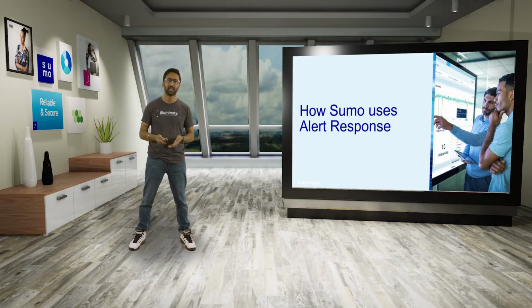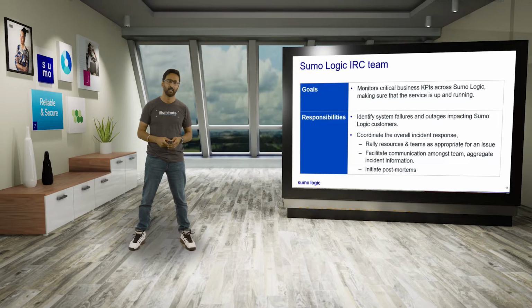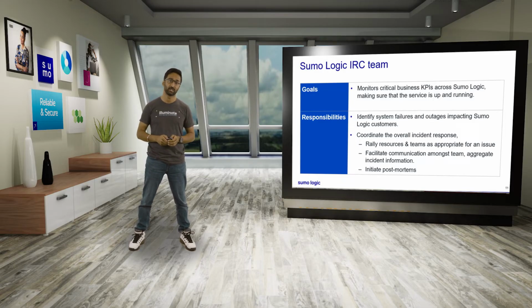To answer this, I want to share how the IRC team within Sumo Logic uses this feature. Before I get into that, a little bit more about this team. The goal of the IRC team within Sumo is to monitor critical business KPIs and make sure that our service is up and running at all times. The team is chartered with identifying and reporting production incidents and outages impacting our customers. The team is also responsible for coordinating the incident response activities related to these outage incidents.